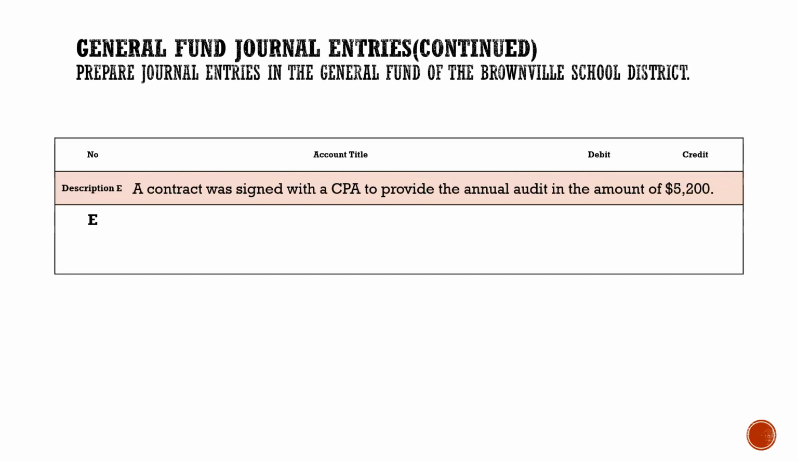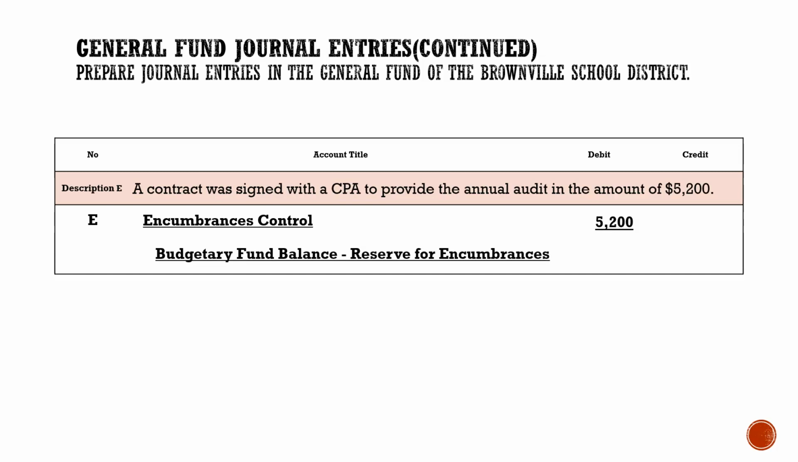So journal entry E, we signed a contract with a CPA to provide the annual audit in the amount of $5,200. Now, this one could go one of two ways. I could see where you would want to just debit expenditures, credit cash for this because it's a small amount of money. It's really not material enough for us to want to encumber. But in this instance, they do want us to walk through an encumbrance journal entry again. So we're going to debit encumbrance control for $5,200. We're going to credit that budgetary fund balance reserved for encumbrances for the same amount.